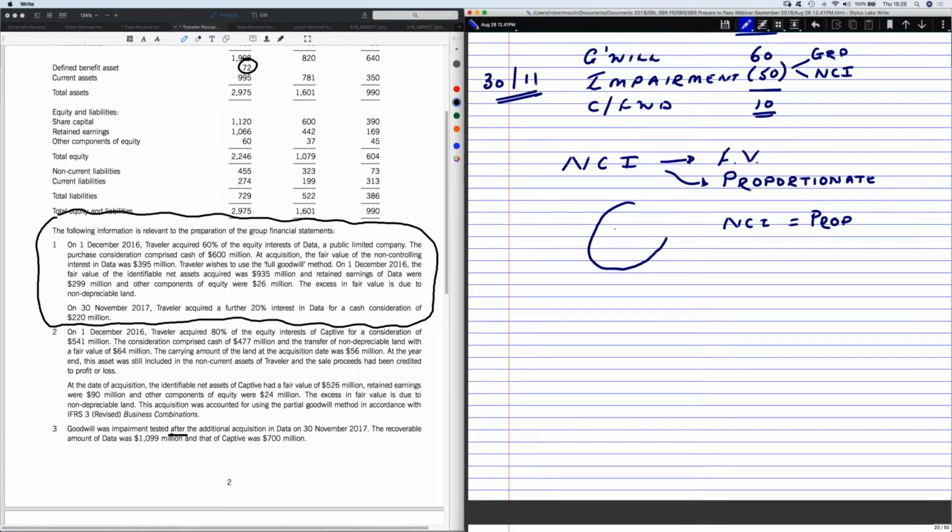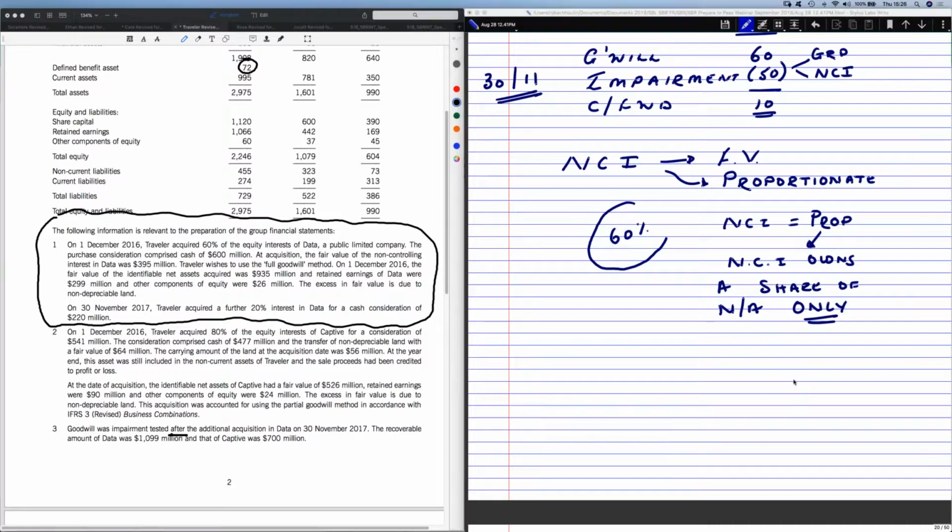I stop, and I know that the goodwill that is being calculated is the goodwill arising on our share of the net assets, which of course means that when the NCI is being measured using the proportionate policy, the NCI owns a share of the net assets only, i.e. it does not own a share of the gross goodwill. Does that make sense?